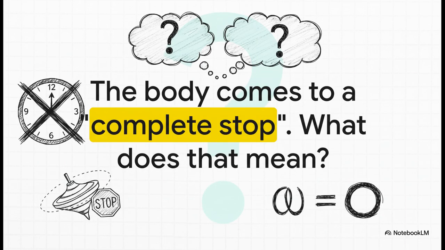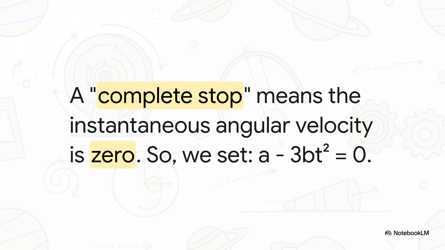Okay, let's hit pause for a second here. The problem uses this very specific phrase, complete stop. What does that actually mean in the language of our equations? What's the value of omega at that precise moment when the rotation just stops? And that is the key, the light bulb moment. A complete stop means its speed, its angular velocity, is 0.